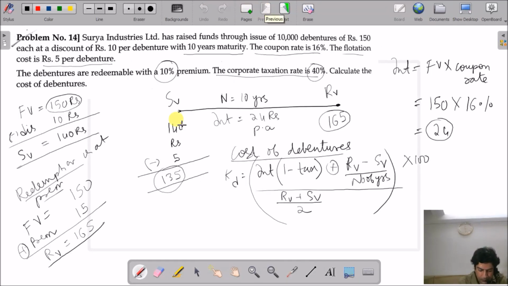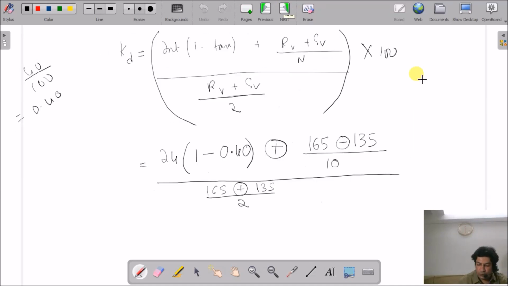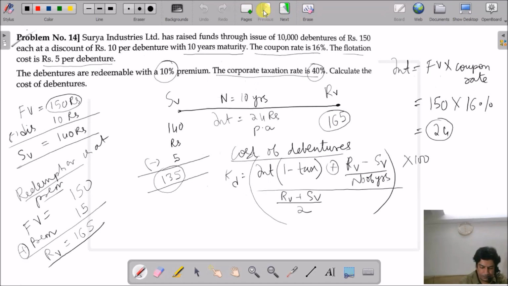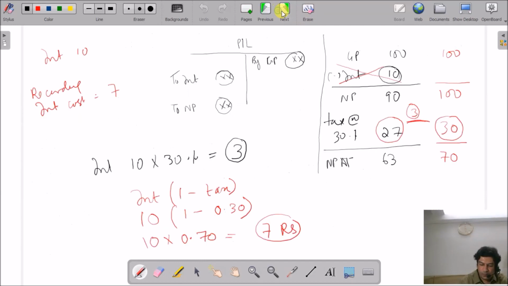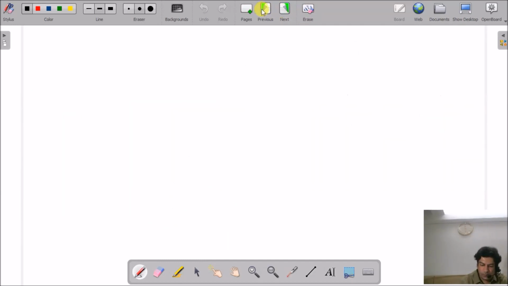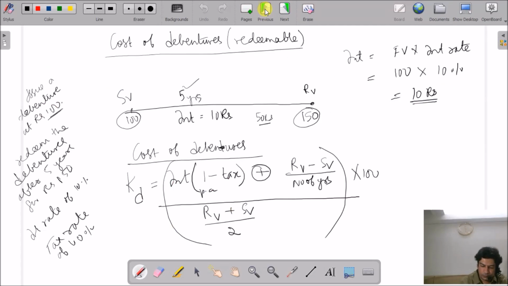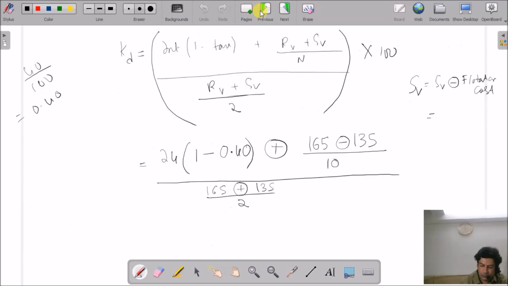I think I have copied everything properly. Here you have to write for the examiner that sale value is the sale value minus your flotation cost. This you have to mention to the examiner. So your sale value was 140, and minus flotation cost 5, it is 135.